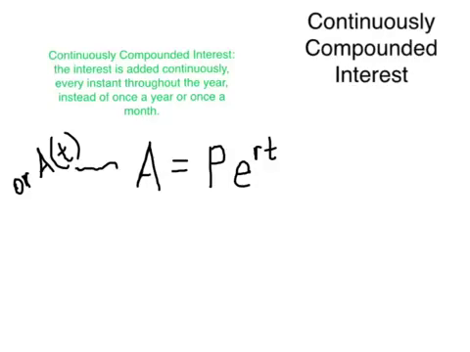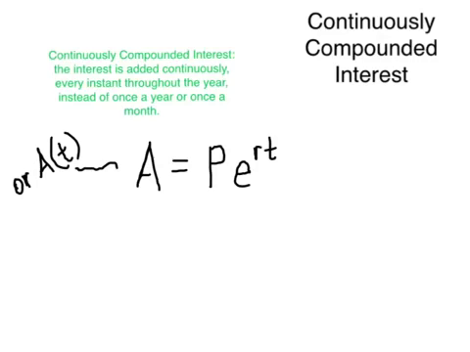Now we're going to look at continuously compounded interest, which is a type of interest that is different than your typical interest. Continuously compounded interest is when the interest is added continuously every instant throughout the year, and so then you're making interest on top of your interest on top of your interest, and it just compounds quickly, and you end up with more money in the end.